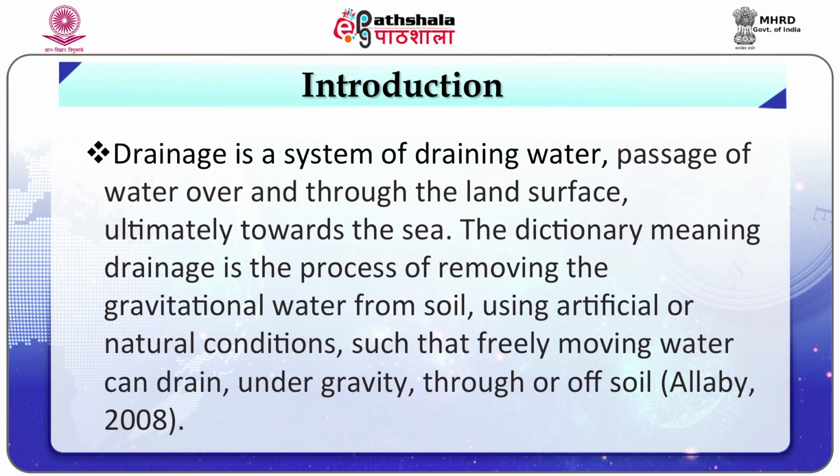Drainage is a system of draining water, passing of water over and through the land surface, ultimately toward the sea. The dictionary meaning of drainage is a process of removing the gravitational water from soil using artificial or natural conditions, such that freely moving water can drain under gravity through or off soil.